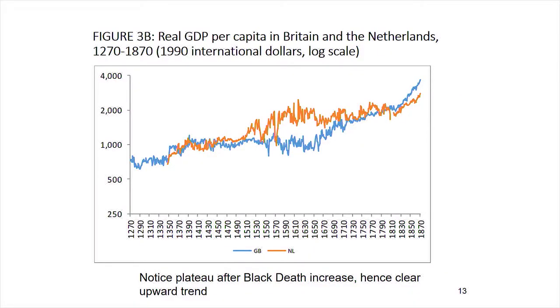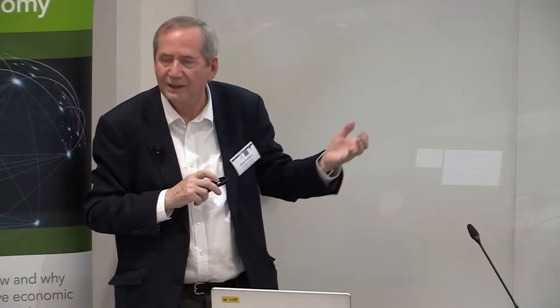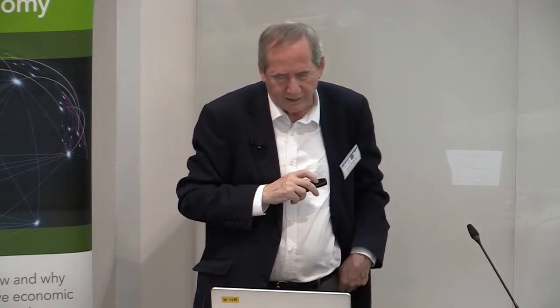Now here's the British and Dutch cases. What you can see here is that after a big increase following the Black Death in the mid-14th century, per capita income rises for the next half century. By 1400, GDP per capita has gone up by maybe 30, 40, 50% even. But then it remains on a plateau.